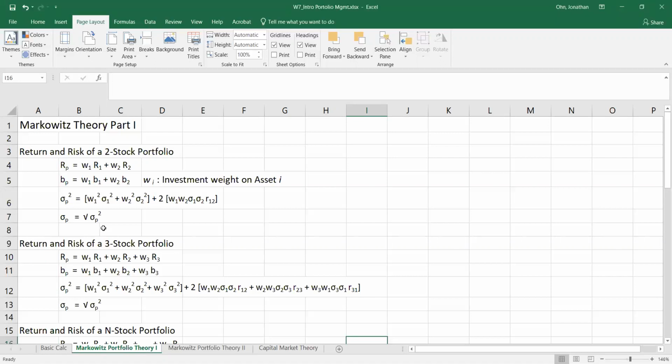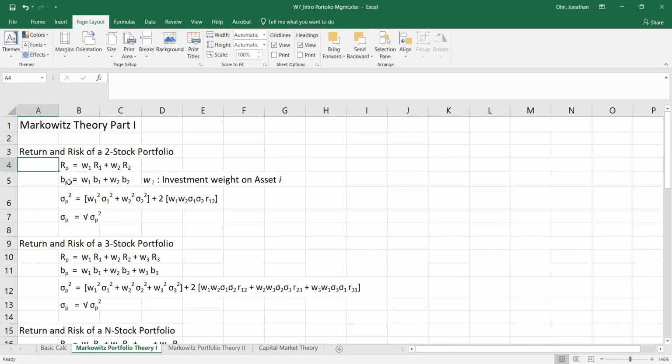So the first one is the return and risk of a two-stock portfolio. What is the portfolio return? It is simply the weighted average of individual returns. So W1, W2, those are the investment weights, and R1, R2 are the individual returns. So, weighted average of individual returns.